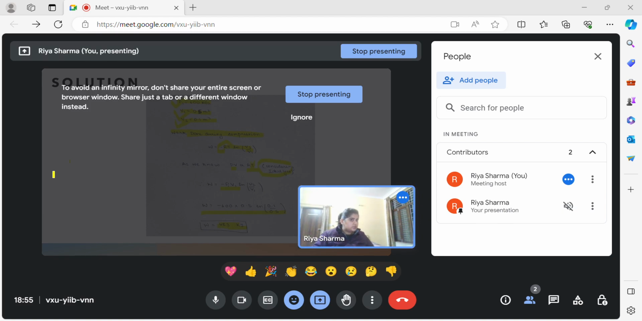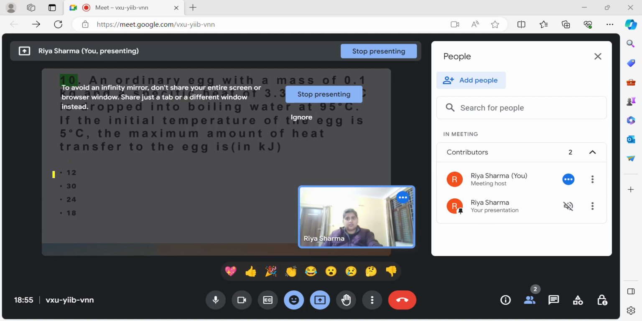Now I will come to the next question. That is my question number 10. It says that an ordinary egg with a mass of 0.1 kg and a specific heat of 3.3 kilojoule is dropped into boiling water at 95 degrees Celsius. If the initial temperature of the egg is 5 degrees Celsius, the maximum amount of heat transferred to the egg is in kilojoule.